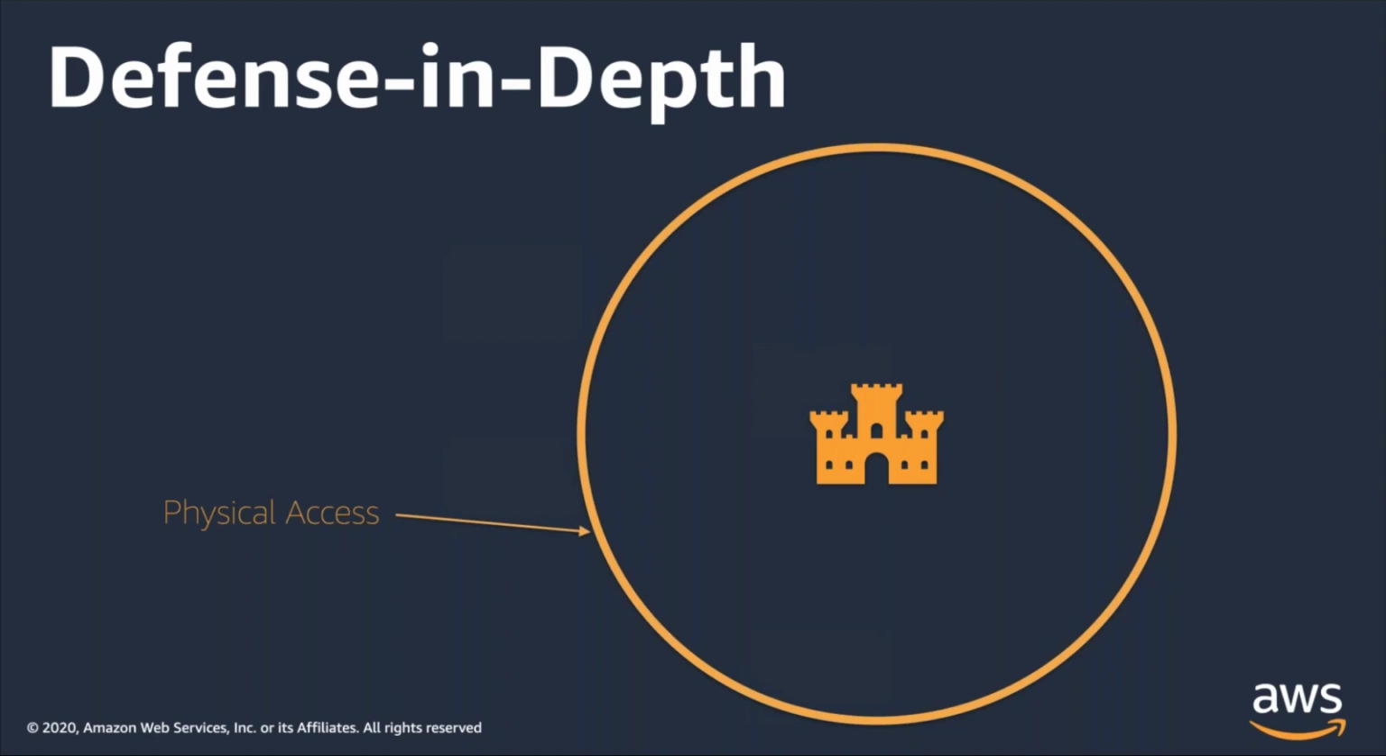So having the castle walls is great, but if the attackers can come right up to the walls, then there's a lot that they can do. So we like to build additional layers. First we build a moat, then we build out structures, etc. So these layers in the cloud can be one of the first ones that you consider is physical access.